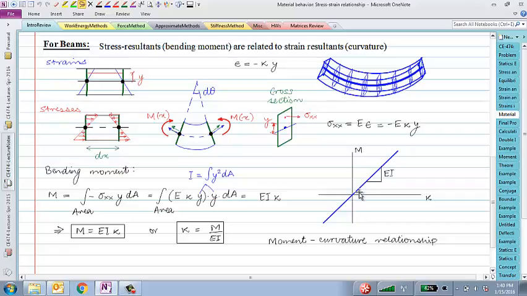So when I apply these two moments, carefully look at this beam. It pretty much looks like an arc of a very big circle, right? And in a circle, if you draw radial lines, the rate of change of angle of those radial lines is indeed constant. So that's the material behavior that we are going to assume for our structures. That curvature is linearly related with moment. The more moment you apply, the more curvature you have, and the rate at which moment and curvature are related, the slope of that, is the bending stiffness EI.